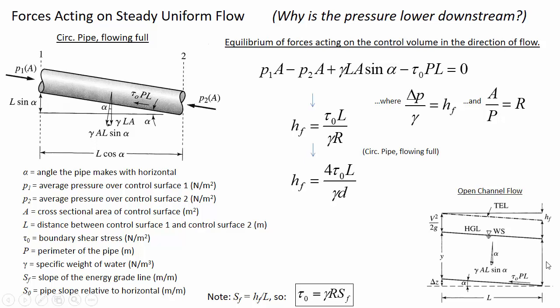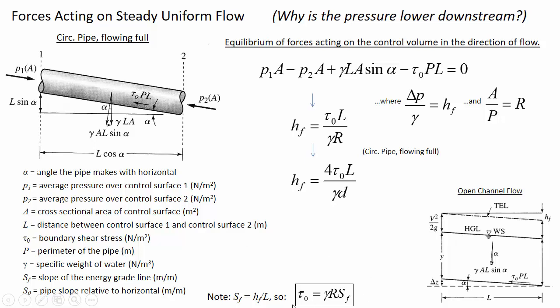Here's the illustration of an open channel, and what it's showing is the dashed line here, the slope of the energy grade line. Since the conditions are steady and uniform, you'll notice that that's parallel to the water surface, and it's also parallel to the bottom of the bed, so the downstream channel that the water is actually flowing through. Those three things are parallel.